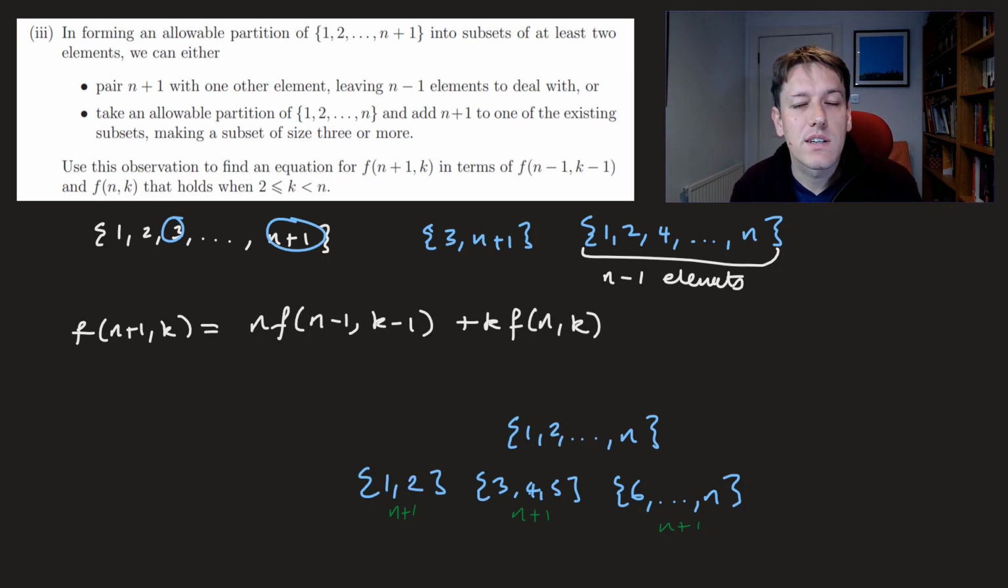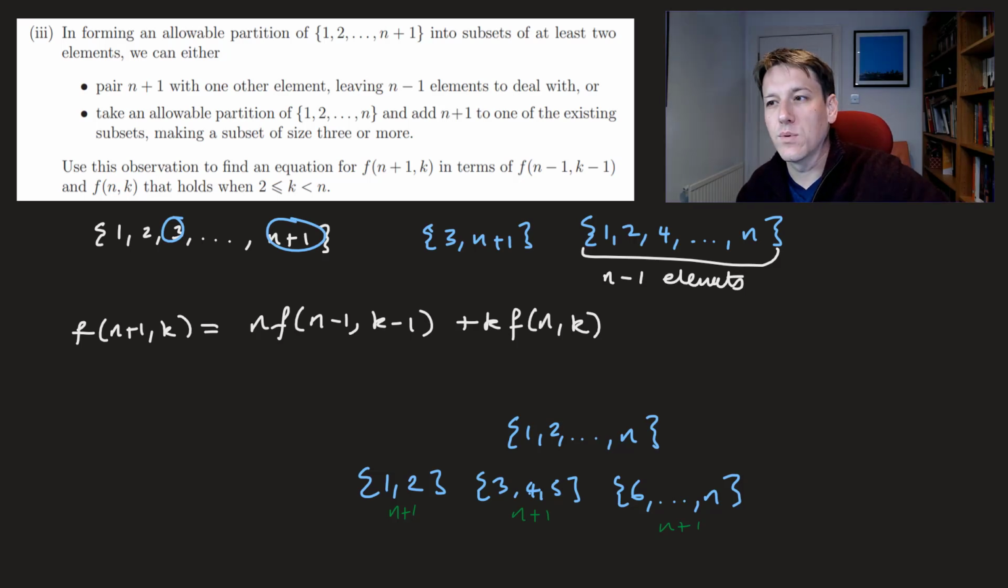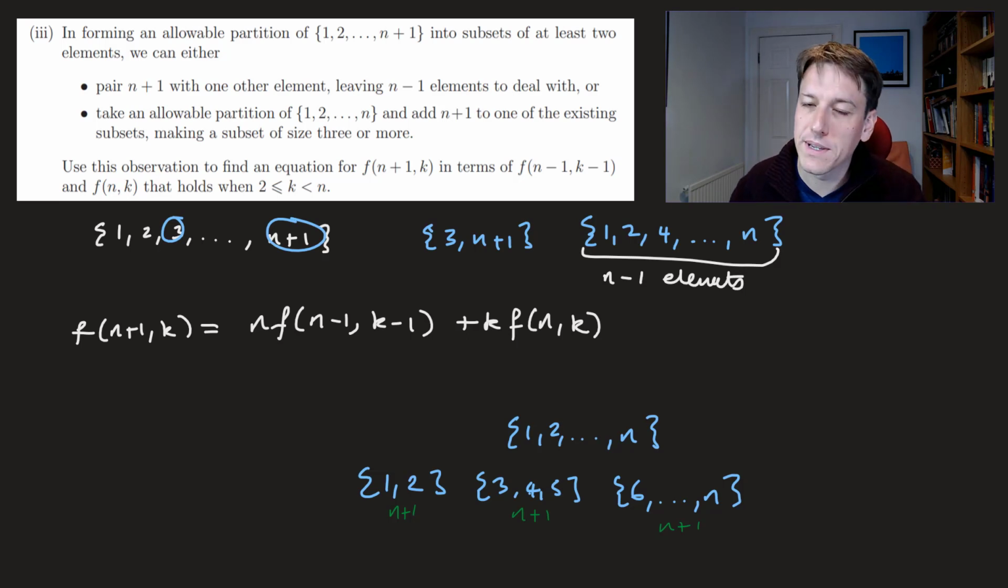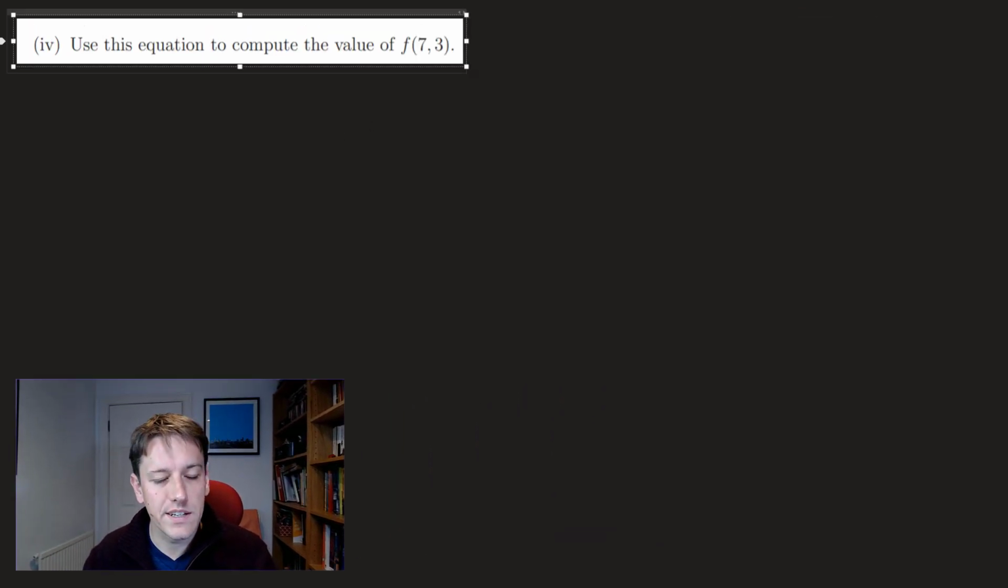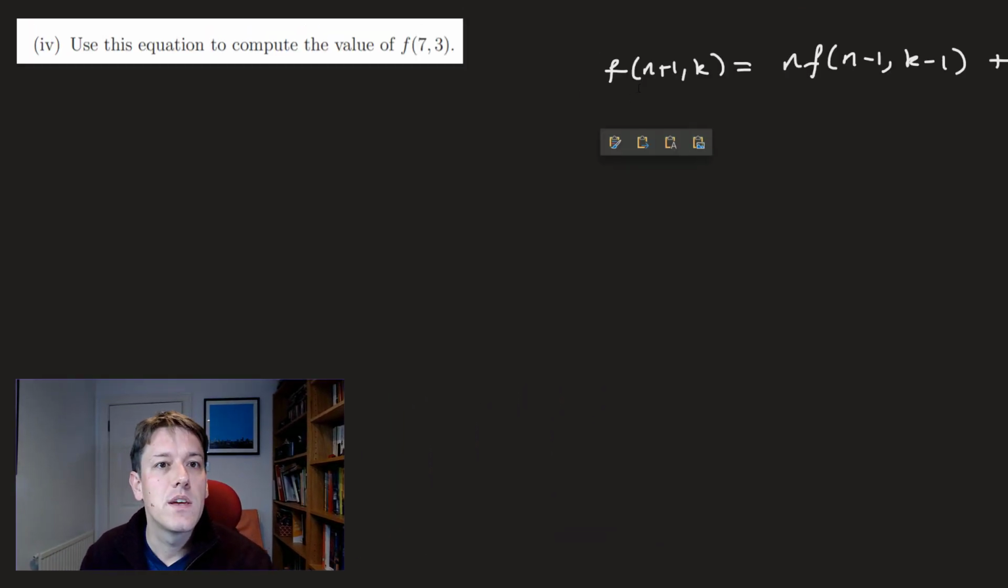So this is what we call a recursive formula, where I take this problem of splitting 1 up to n plus 1 into k subsets, and then look at two smaller problems. In theory, if you give me some particular value of n and k to work with, I can just apply this formula and get a smaller problem, and then apply the formula again and get a smaller problem, etc. Okay, and that's exactly what part 4 is about. So if that doesn't make sense, just hang on for 1 second.